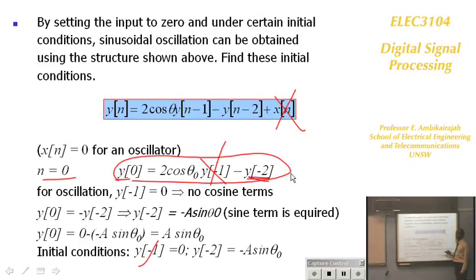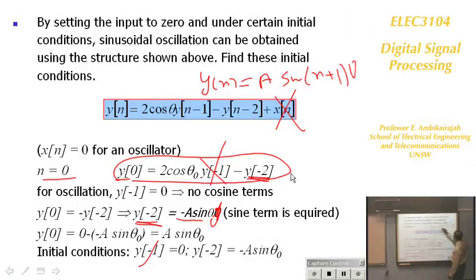Then you have to find out y minus 2. You go back to your original equation. What is y minus 2? Y minus 2 is a sine theta, that's not right, a sine theta naught. Just now I showed you, yn equal to a sine (n plus 1) theta. You substitute n equal to minus 2, you get that one. And they are the initial conditions. So with those two initial conditions, without any input, the oscillator will oscillate.